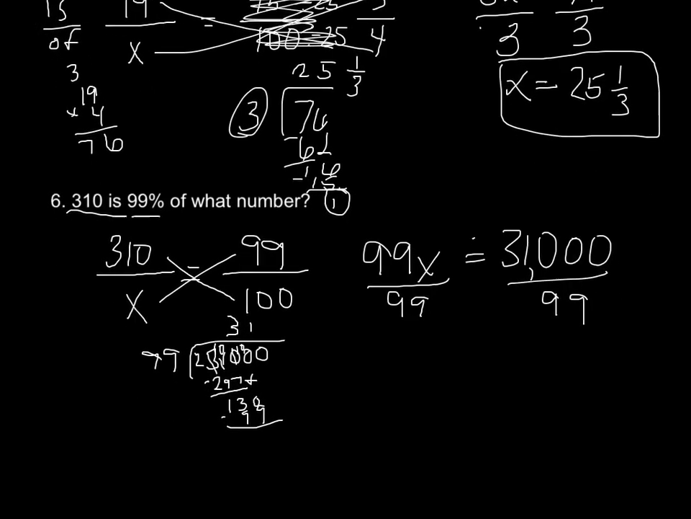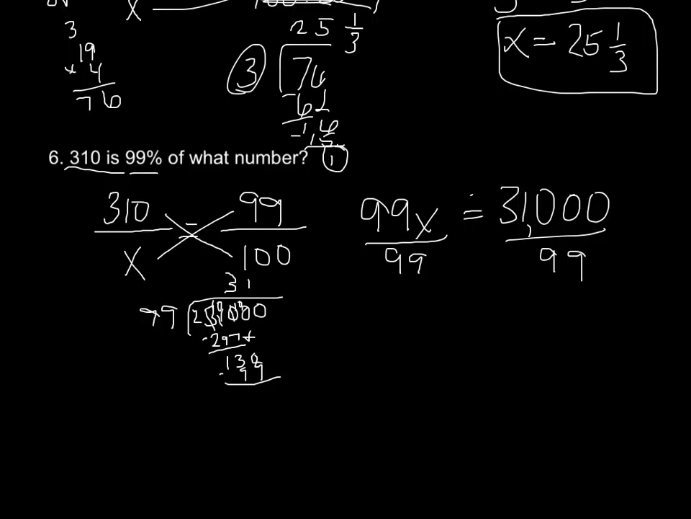Equals, I'm going to move us up a little bit. Okay. 2, get a 1. 12 minus 7 would be 5. Bring down my next 0. 99 is going to go into 510 5 times. And 99 times 5 is 495. So I'm going to get 15.